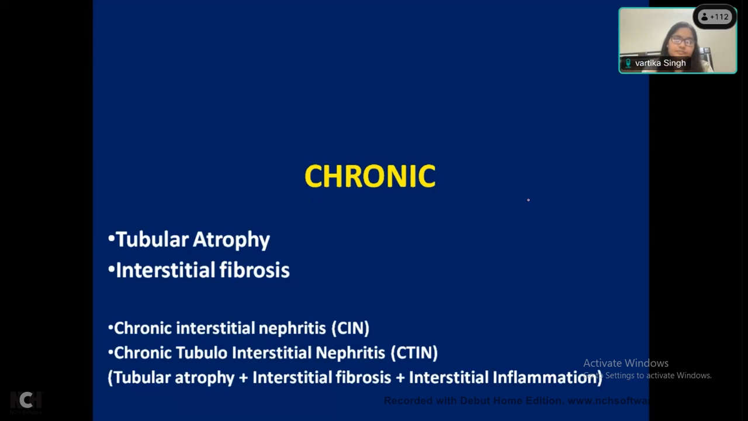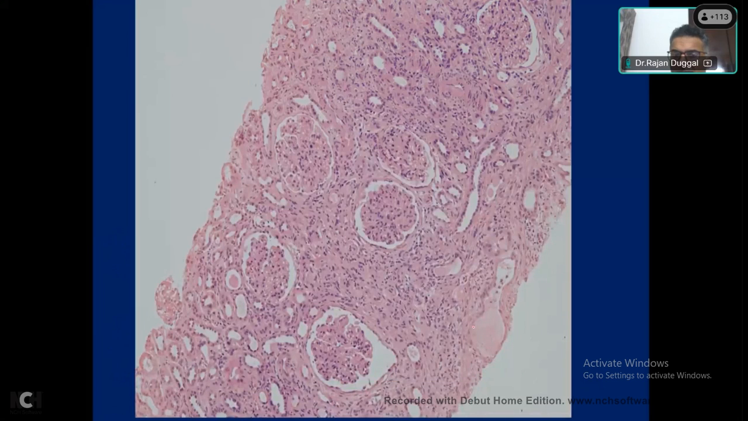So in both the compartments, when there is chronicity in the tubules, they will appear as atrophic tubules, and whenever there is chronicity in the interstitium, it will appear as interstitial fibrosis. And when you see evidence of inflammation in the areas of fibrosis, that is called chronic interstitial nephritis. When you see tubular atrophy with interstitial fibrosis, and there is some interstitial inflammation also in the areas of fibrosis, you label it as chronic tubular interstitial nephritis. So instead of acute tubular interstitial nephritis, we now label this as chronic tubular interstitial nephritis.